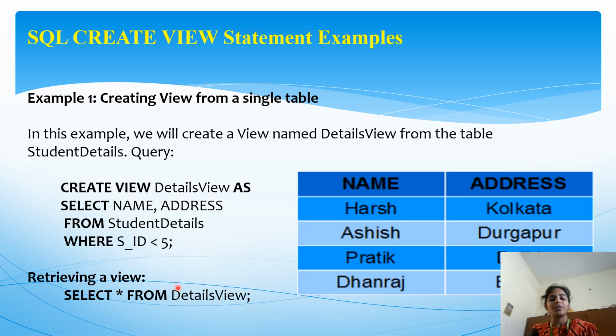And how to retrieve a view: select star from details view. Then only the structure will be displayed like this, name and address.